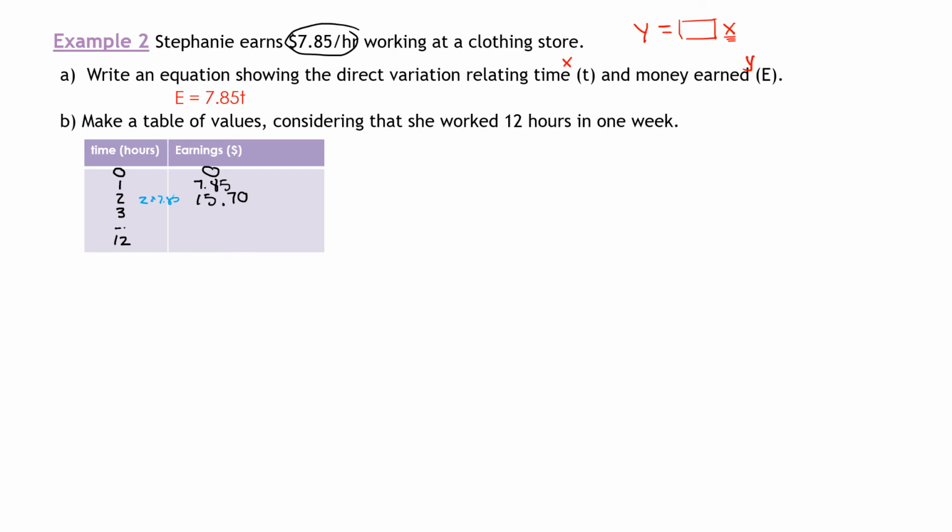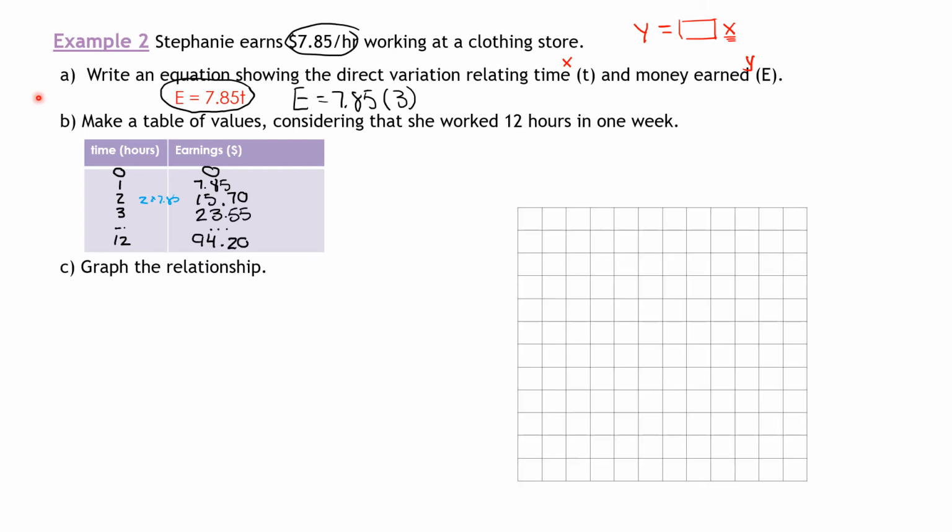What about 3? So we're using this equation that we came up with here. We're looking for her earnings. Her earnings is 7.85, and right now my t value that I'm using is a 3. So I'm substituting into that, and then I will do 12. So press pause and finish the little chart here. So there's our chart.